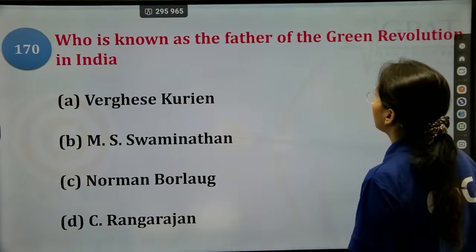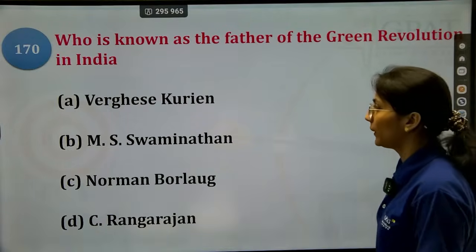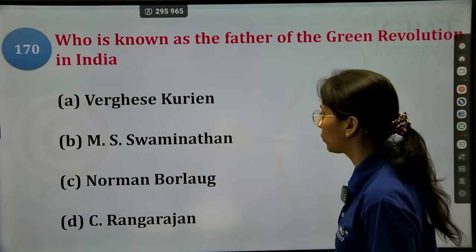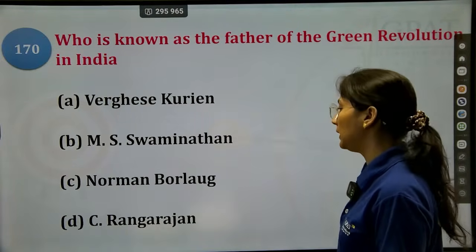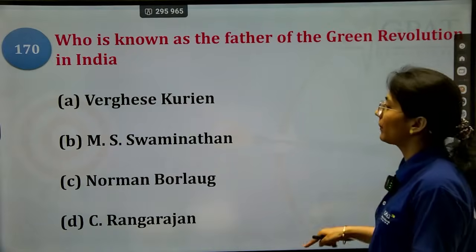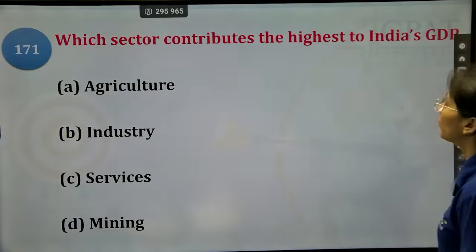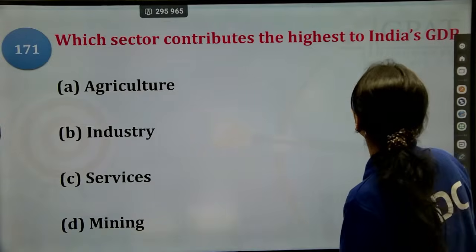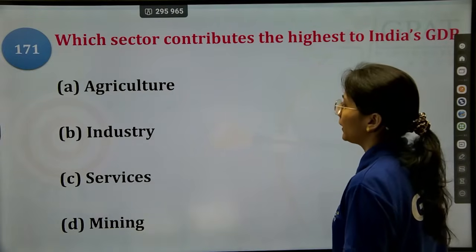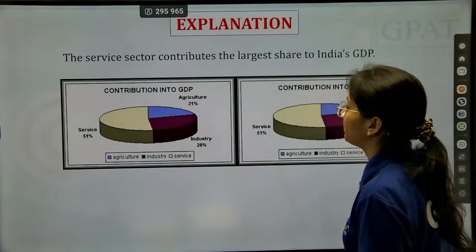Who is known as the father of the Green Revolution in India? Verghese Kurien, M.S. Swaminathan, Norman Borlaug, C. Rangarajan. So the answer is what? That is M.S. Swaminathan. Which sector contributes the highest to India's GDP? Agriculture, industry, services, mining. Answer is services.